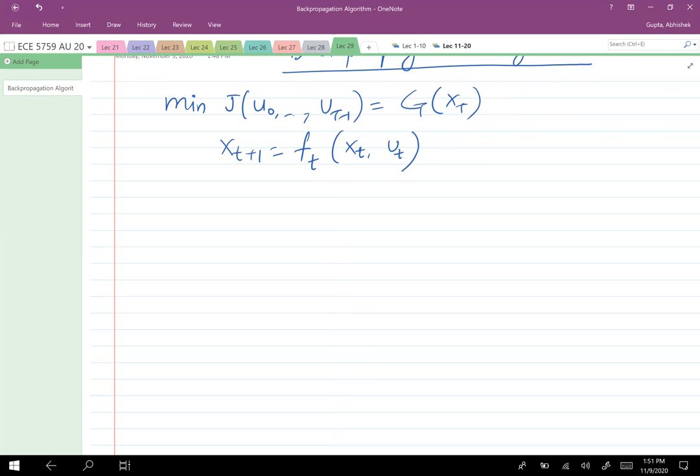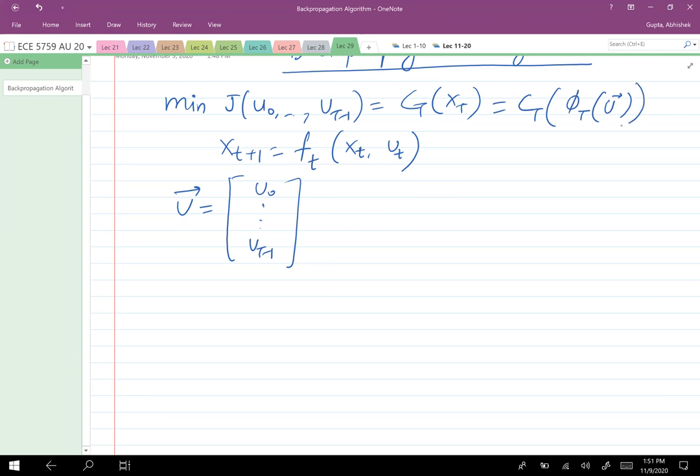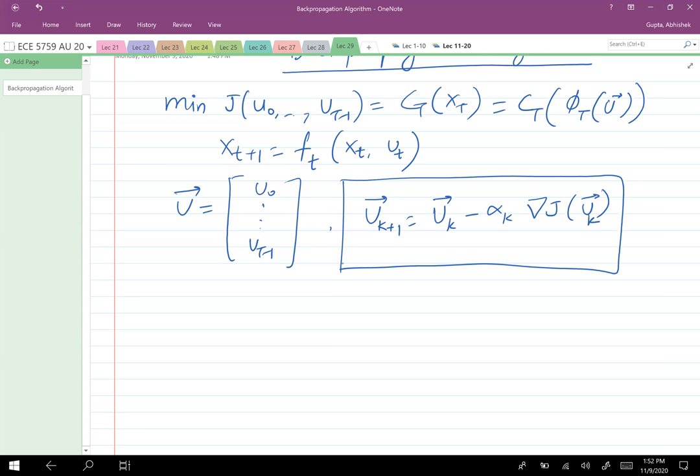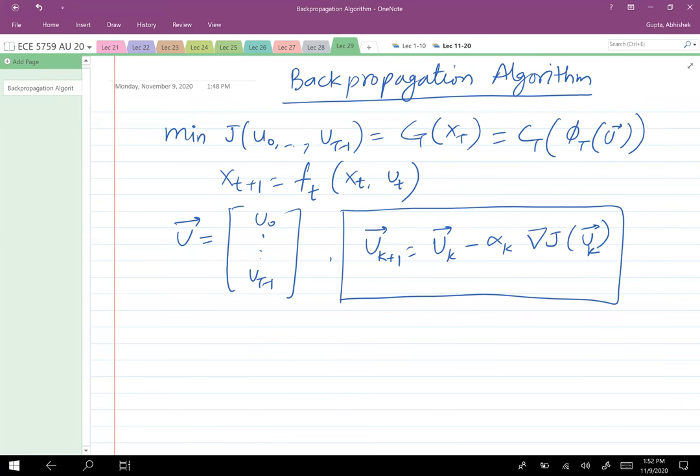So, the way to run gradient descent: let me define the vector u as the vector of u_0 to u_{T-1}. The way to run the usual gradient descent algorithm is to initialize with some u^0 and then define u^{k+1} equals u^k minus alpha_k times the gradient of J at u^k. This is the gradient descent algorithm. And the backpropagation algorithm is a gradient descent algorithm for this problem.